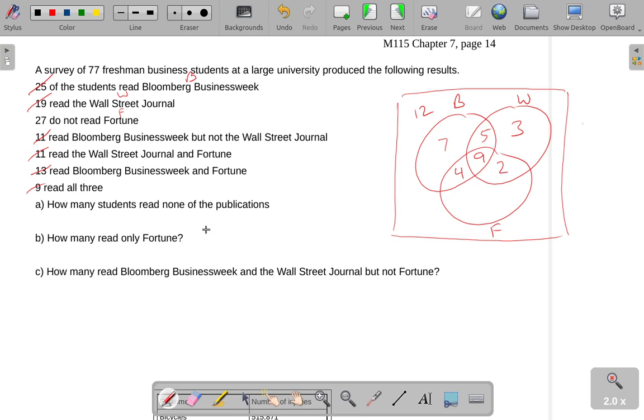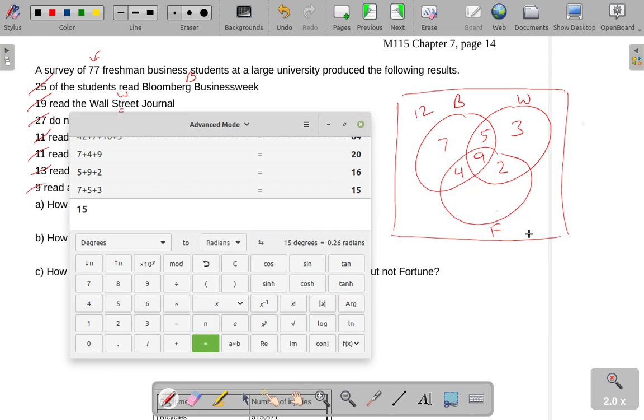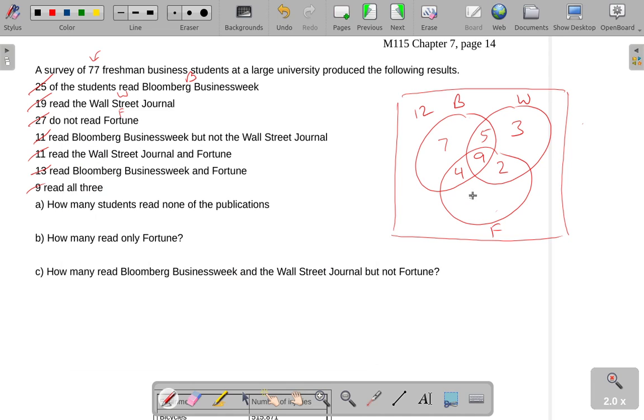I actually have enough to answer the first question, but I'm going to finish out my Venn diagram because I will probably need this number anyway. The only other number I can take into account is that there are 77 students total, and this is the only region where I don't have a number. Let me add these together: 12, 7, 5, 3, 9, 2, 4, and 9. 42 of the students have been accounted for so far. So 77 minus 42 gives me 35 in here.